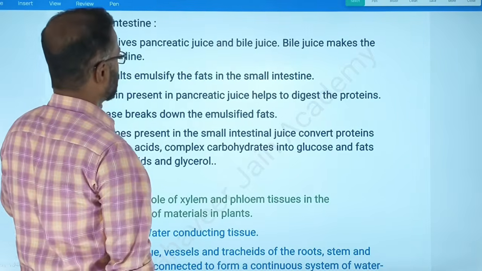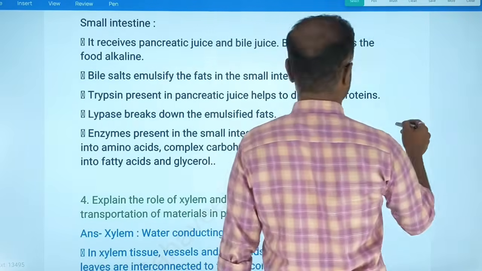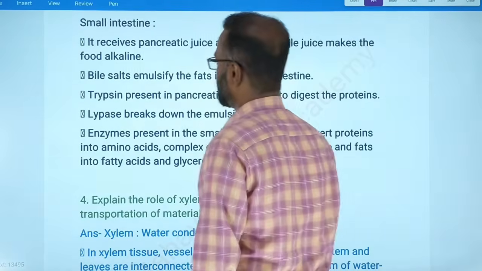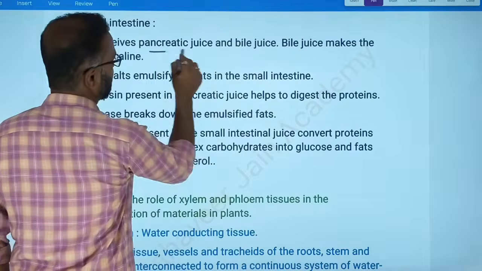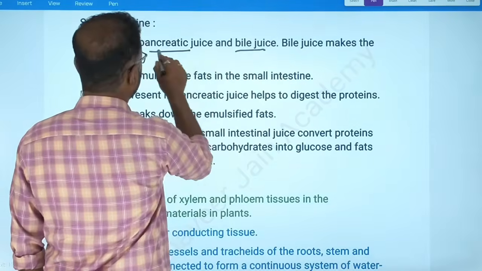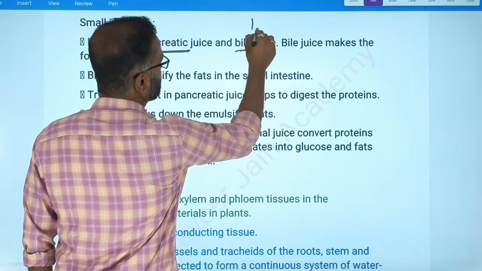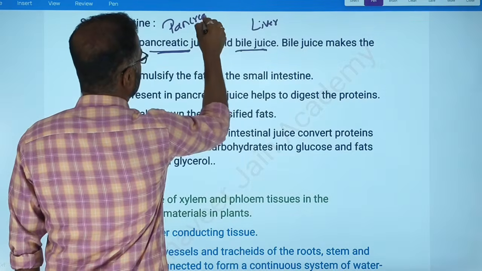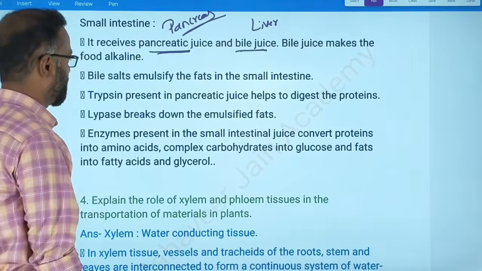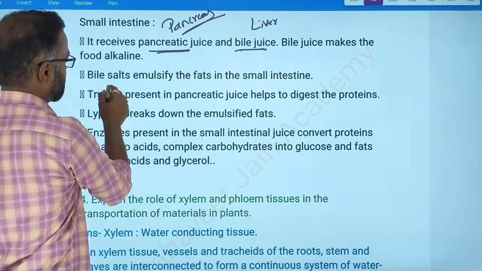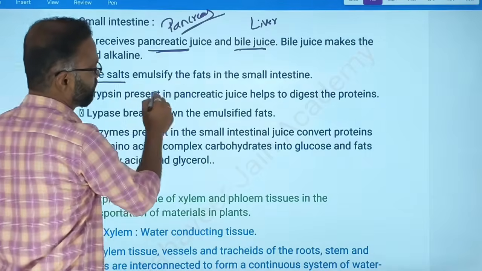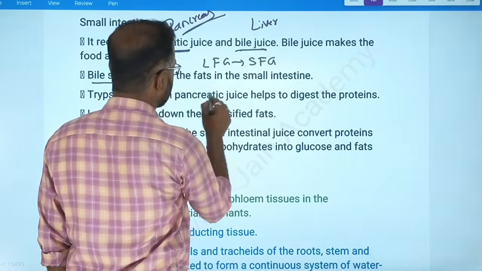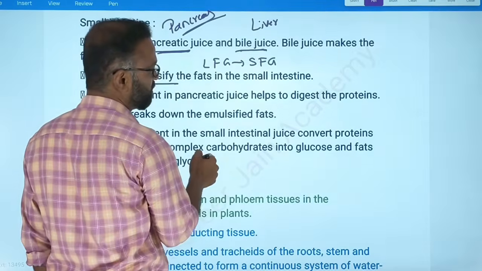Small intestine will receive the secretion from the... let me explain in another beautiful way so that you can understand. See here. Small intestine receives the pancreatic juice from the pancreas and bile juice from the liver. Bile juice also contains bile salts which will break down larger fat globules into smaller fat globules. That is called emulsification of the fats.